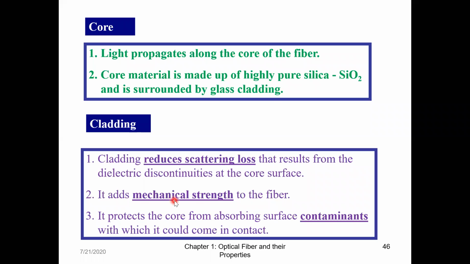This is the second function of the cladding. It protects the core from absorbing surface contaminants with which it could come in contact. If you are laying down the fiber somewhere, the contaminants do not reach the core immediately; they first face the cladding and then the core. So it protects the core from absorbing these contaminants. Are these three things clear? What is the function of the cladding?